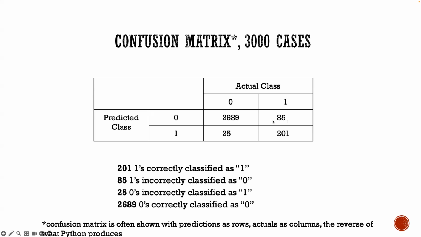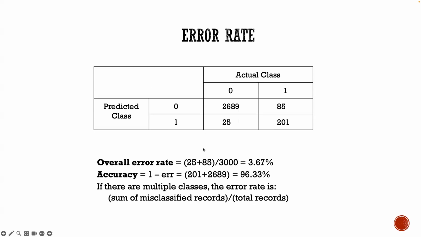85 ones that are incorrectly classified as 0, and 25 zeros that are incorrectly classified as ones. Right? So this is what we call a confusion matrix, or classification matrix. Both terms are used. And the error rate, if we were to capture that, is 25 plus 85, these two errors that we have here, divided by the total set, which is 3000. Total number of values that we have here is 3000. So we have an error of 3.67%. And accuracy is 1 minus error, which is 96.33%.